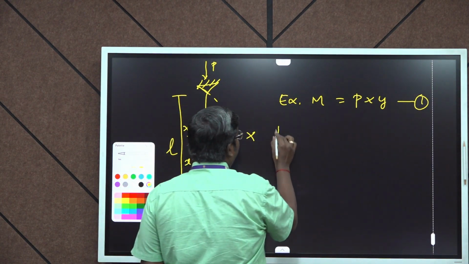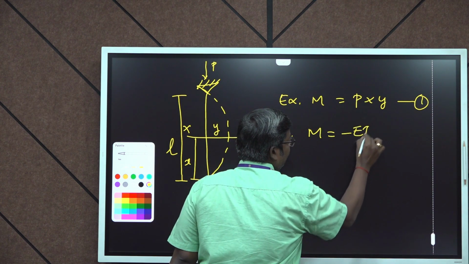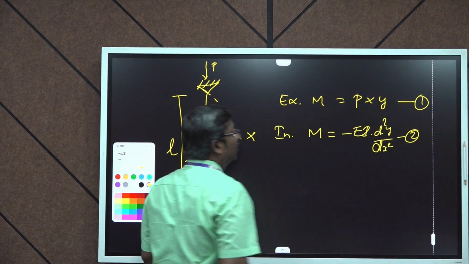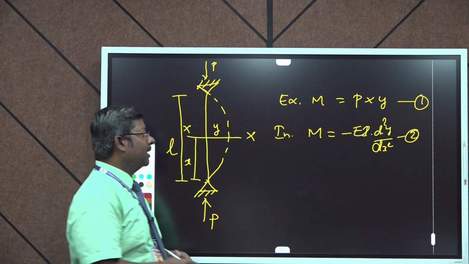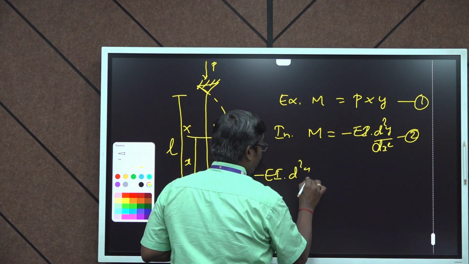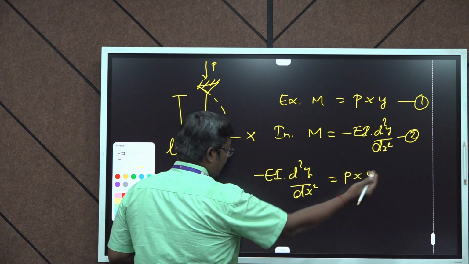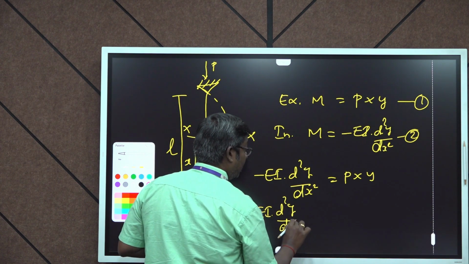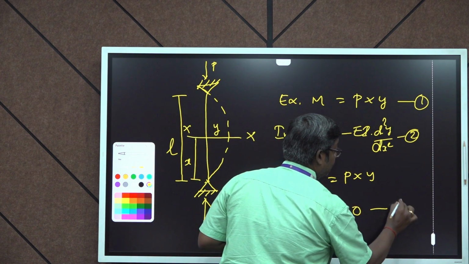Now, we are going to find the internal resisting moment. The internal resisting moment we already know, that is minus E I into d square y by dx square. Take this as the second equation. Now, we are going to equate these two, that is external moment and internal resisting moment. By equating these two, we will get minus E I into d square y by dx square equal to P into y. Take this P into y to the left side, we will get E I into d square y by dx square plus P y equal to 0. Take this as the third equation.